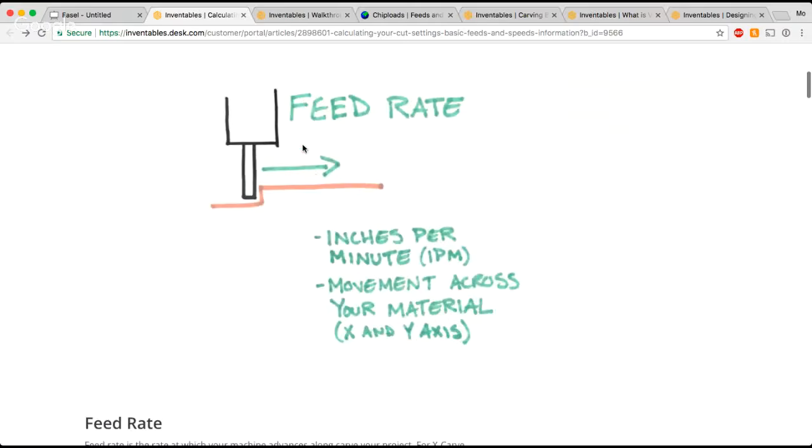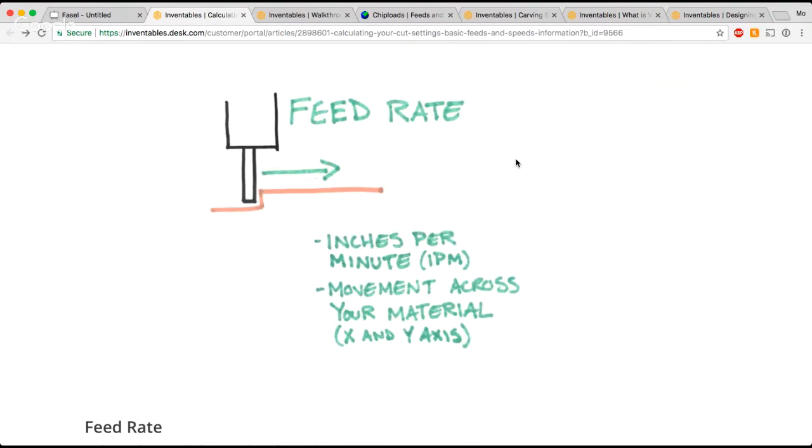So the very first one we're going to talk about is feed rate. Feed rate is the rate at which your machine advances along your project as it carves. So you can see here's your spindle, here's your bit, and it's moving this way through your material. How quickly this bit is moving across your material, that is your feed rate. Feed rate is typically measured in IPM, or inches per minute, and this is only something that impacts your X and Y movements. Feed rate is not controlled by how deeply you cut, it's only how fast across the material your machine cuts.